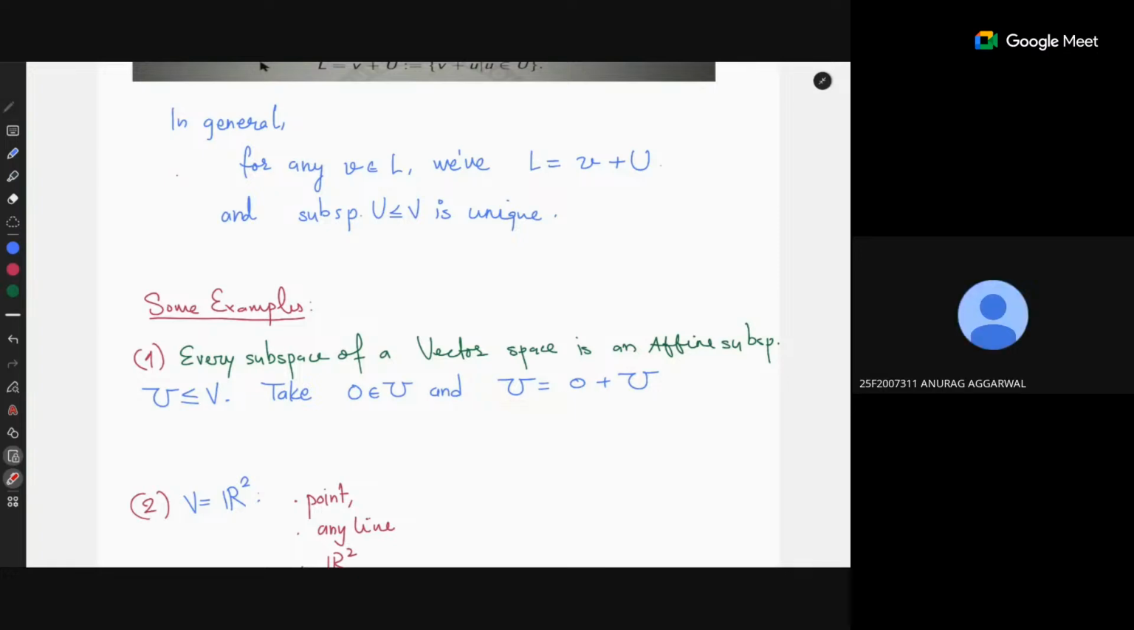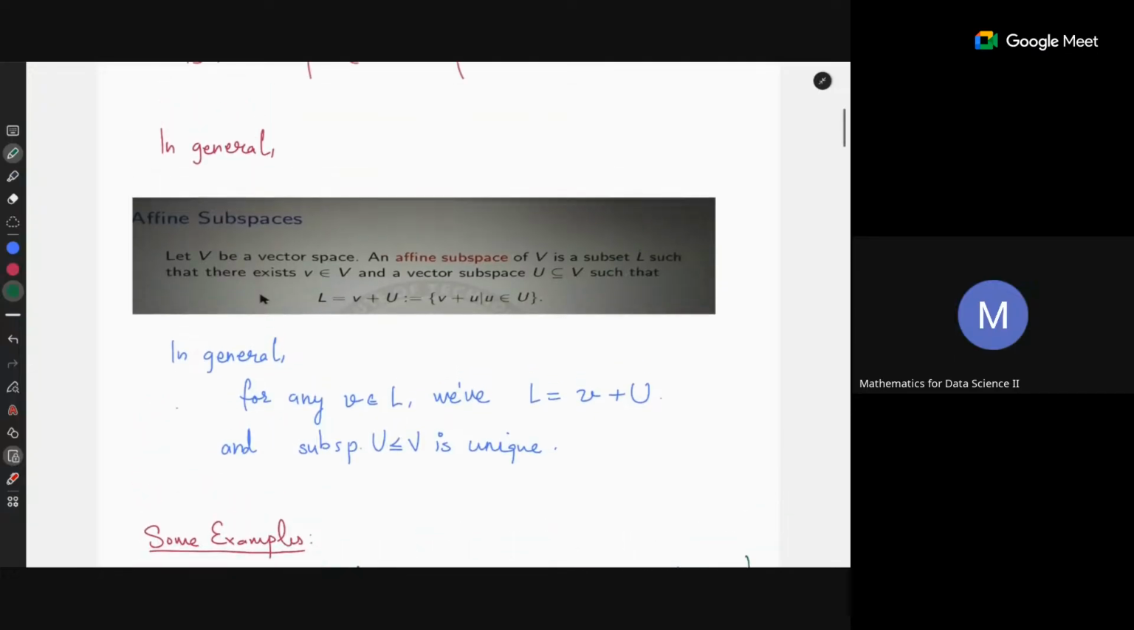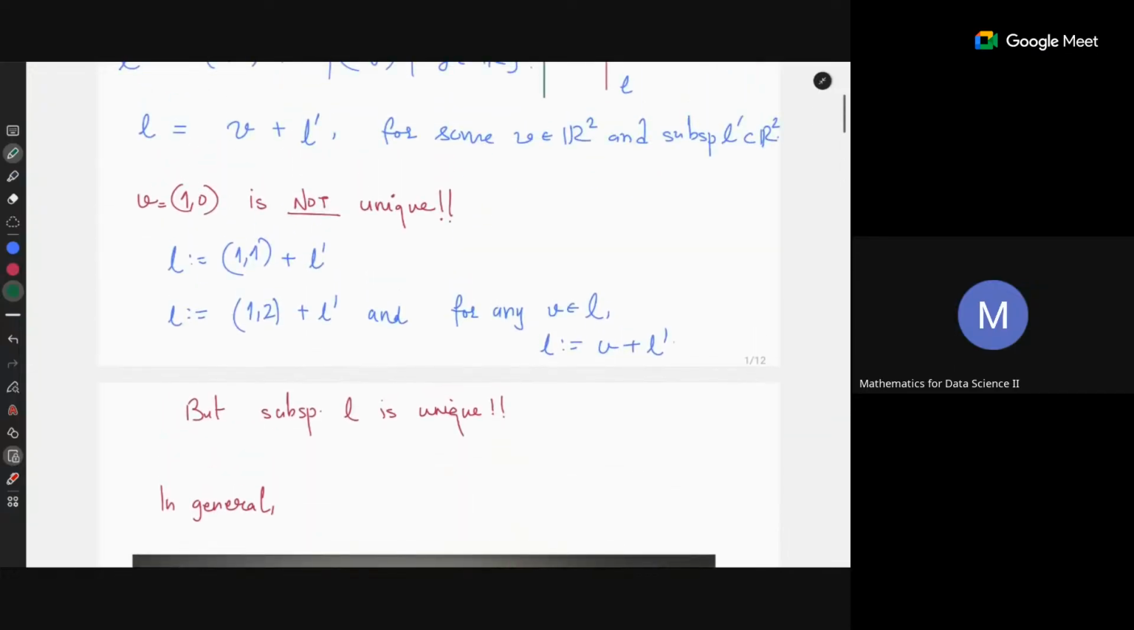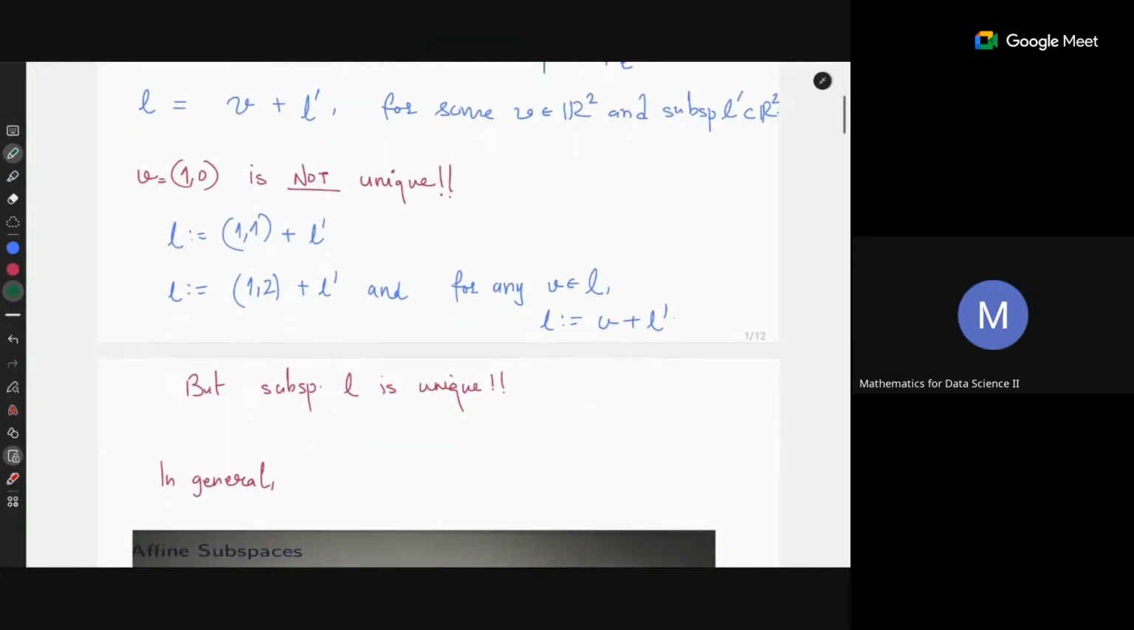Can you repeat, sir, from the definition, that it is not unique? So it is not unique. For example, look at this example. You can take any other point to express, and then you will get the same affine subspace. This is not unique.